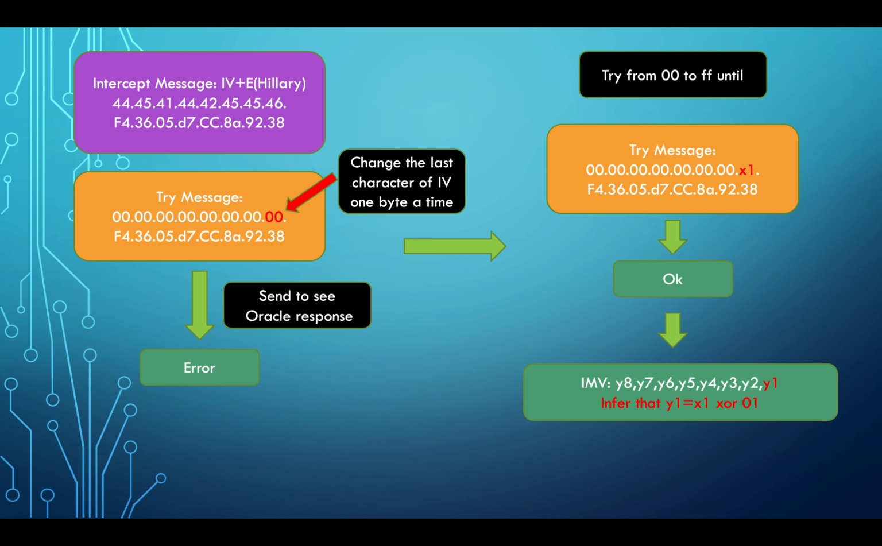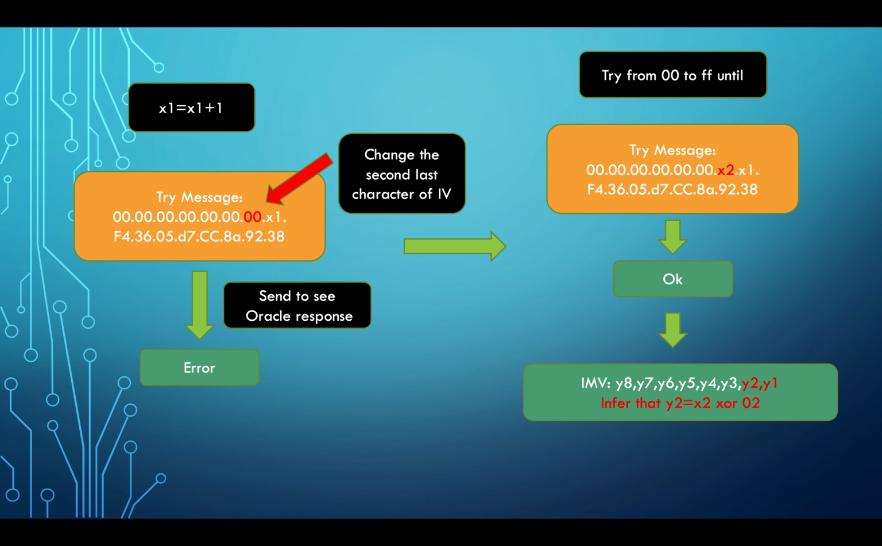Now we can test the second last byte of INV. We make the last byte of IV X1 plus 1, so that X1 XOR Y1 will be 02. Now we can do a similar operation on the second last byte of IV. Change it from 00 to FF until the response is OK at X2. We can infer that X2 XOR Y2 is 02, since it has to match the 6 characters plus 0202 format.